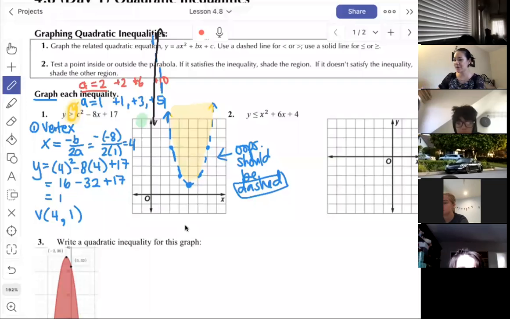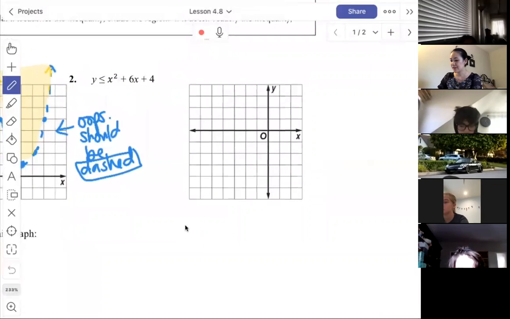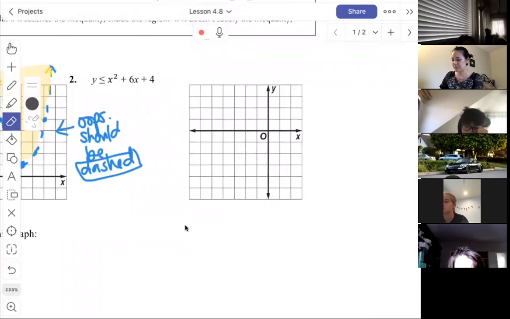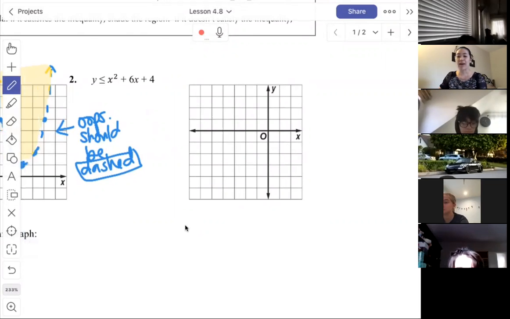Cool. All right, let me go ahead and have you guys help me with number 2 then. All right, so number 2, let me erase this. Give me a little more space. Ooh, it's not letting me erase. Okay.